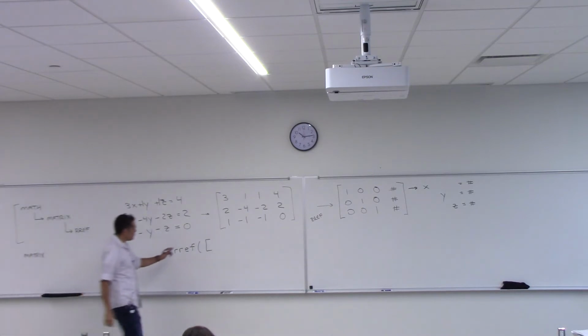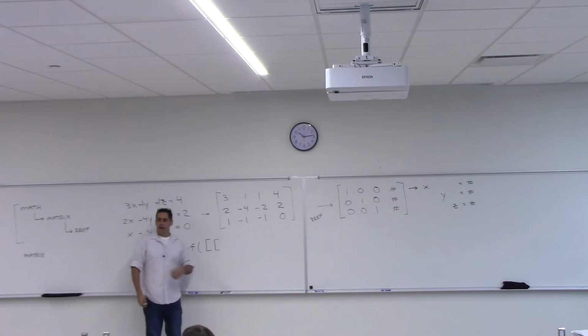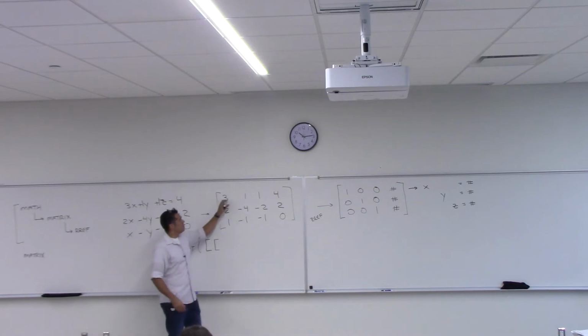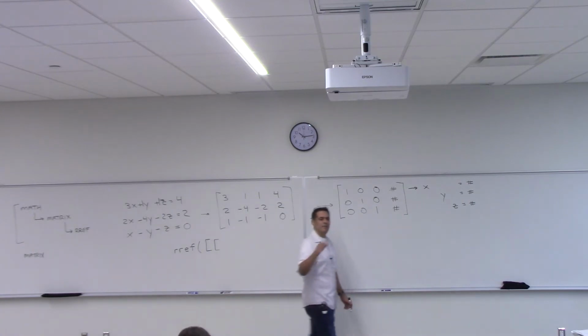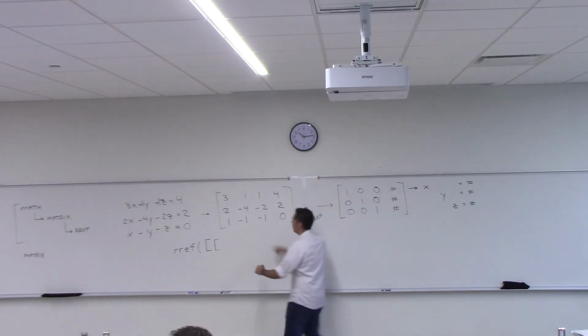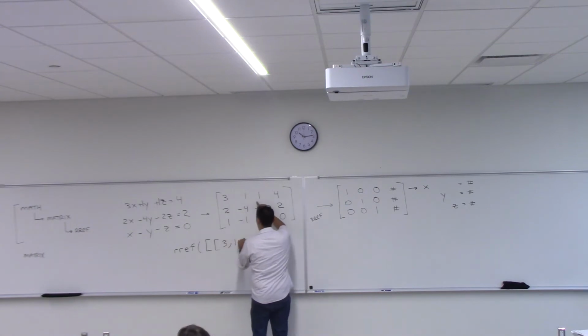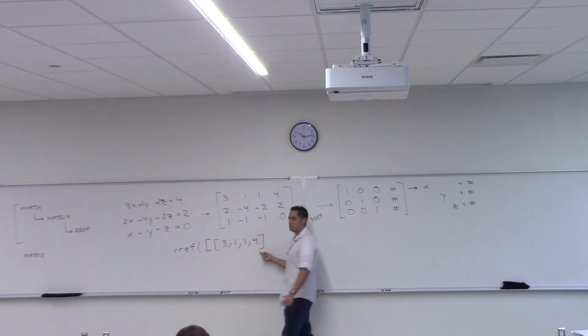Then you have a second bracket. We'll call this an open bracket. That's telling the computer, okay, here comes my first row of numbers. And then you're going to type in this row of numbers with commas between each number. So you have to find your bracket key and your comma key. You'll put in 3, comma, 1, comma, 1, comma, 4, close bracket. That closes off the first row.